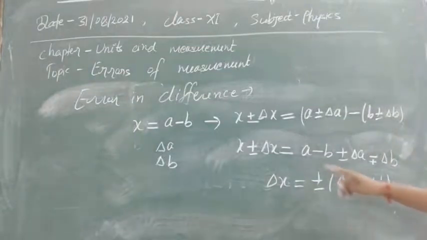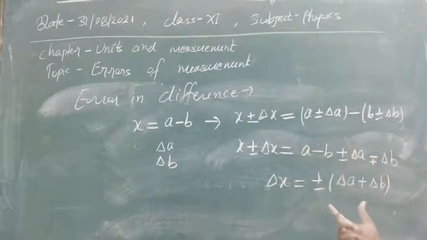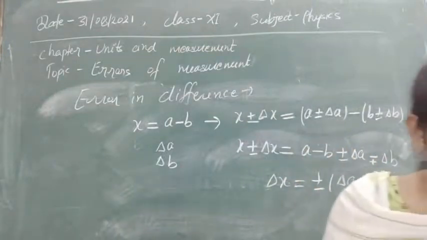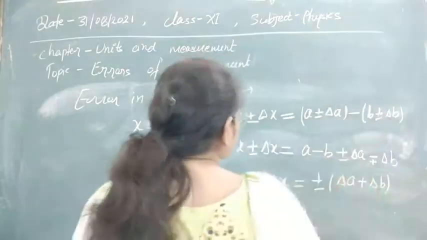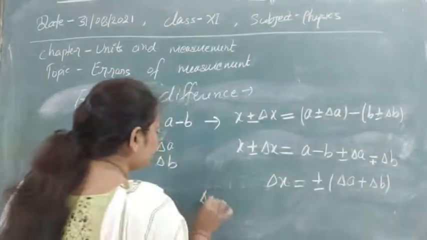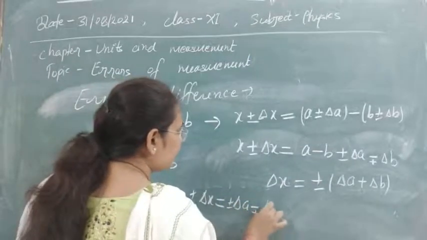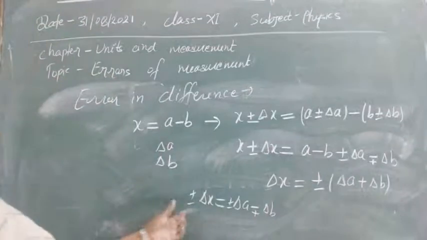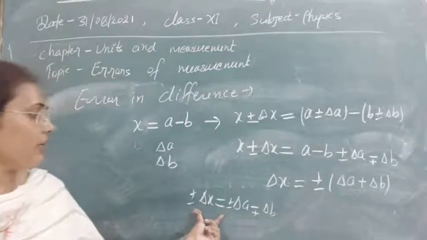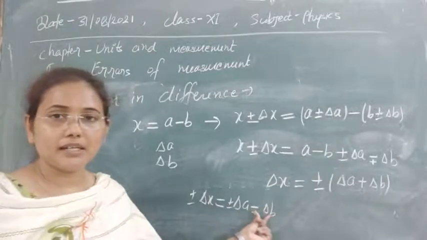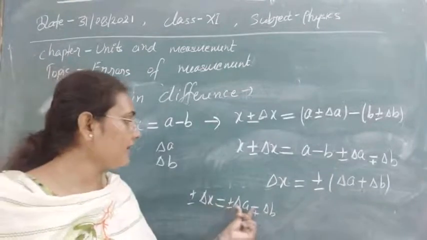So after comparing these two equations, as x is equal to a − b, Δx can be compared in this way, because Δx has four possible values: ±Δa ∓ Δb. The first possible value of Δx is +Δa +Δb. Then the second possible value is +Δa −Δb. The third possible value is −Δa +Δb. Fourth is −Δa −Δb.